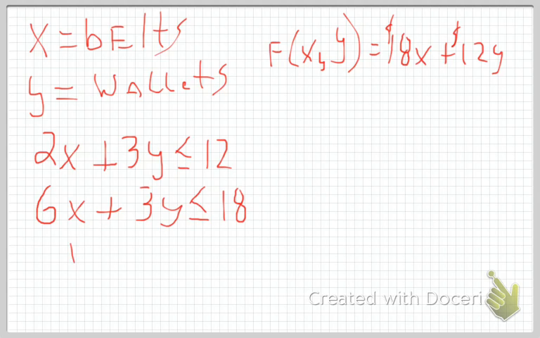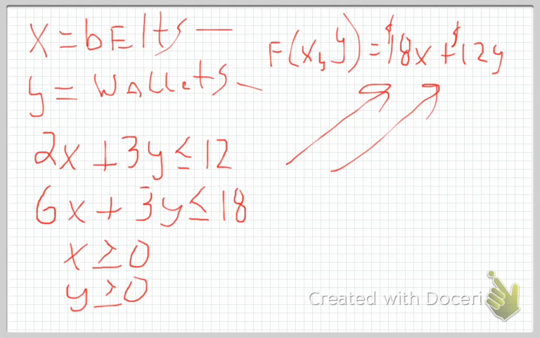And of course, we're going to be making some belts, so X has got to be greater than or equal to 0. We're going to be making some wallets, so Y's got to be greater than or equal to 0. So our goal here is to find out how many different combinations of belts and wallets we can make so that we can maximize our profits. So we want to max these profits. That's really our goal when we do this.